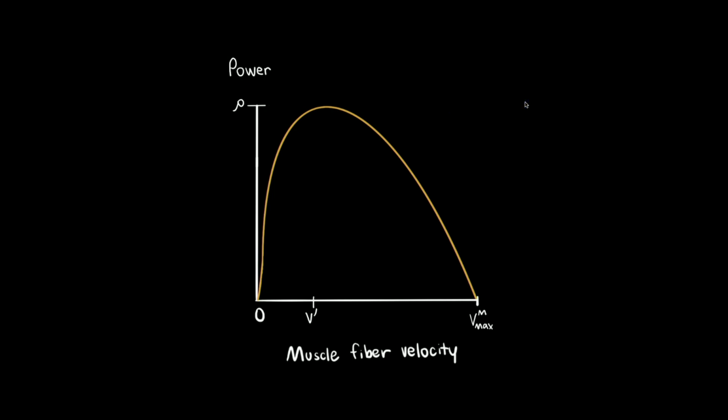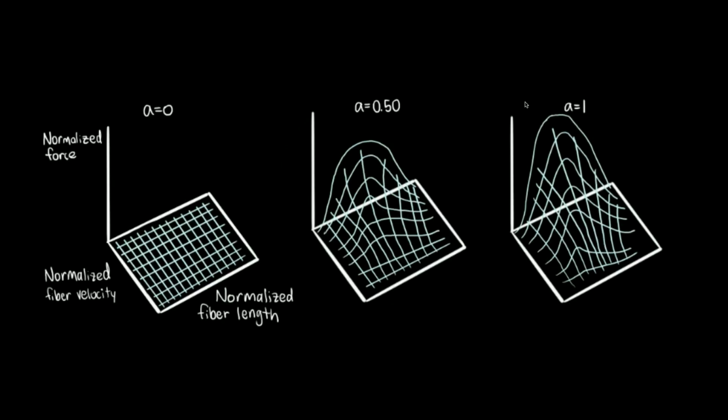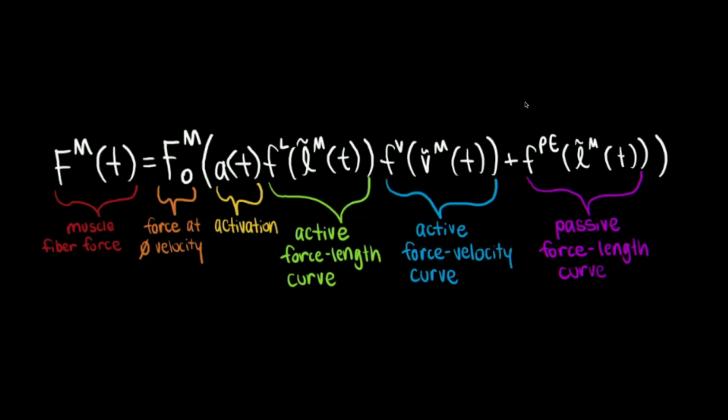Before we combine everything we have learned, we need to mention activation energy and how it relates. The higher the activation force, the higher the normalized velocity and length will be. Now, let's combine everything that we have learned about muscle mechanics so far into one equation.